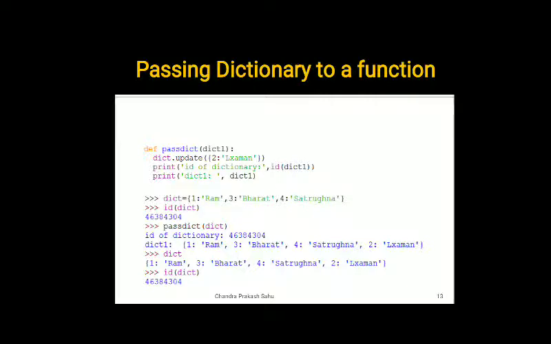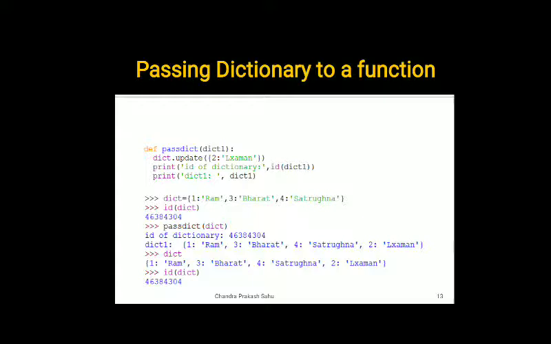So all the updates that you make here will be visible outside this function too, because a reference to the dictionary has been passed. From the first line, the whole dictionary is added with 2 colon Lakshman. In the next line, the id of the dictionary is printed. You can see the id of this dictionary after updating and before calling this function is the same. The third line prints the dictionary, and after the third line this function completes.